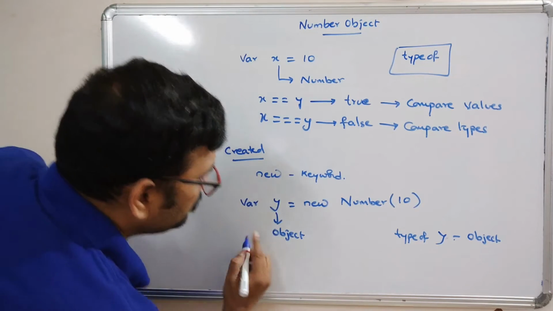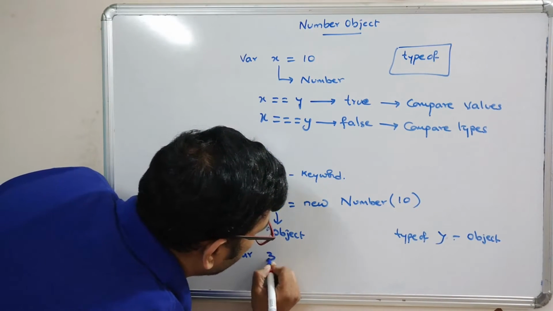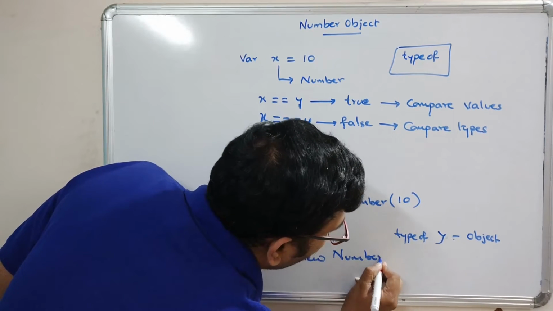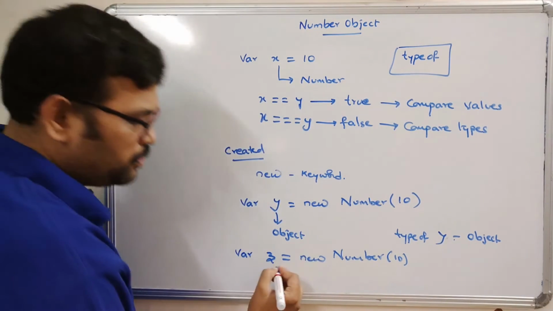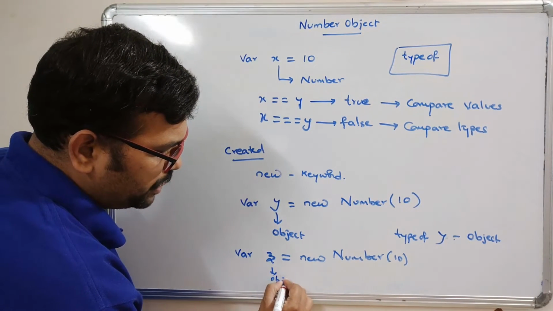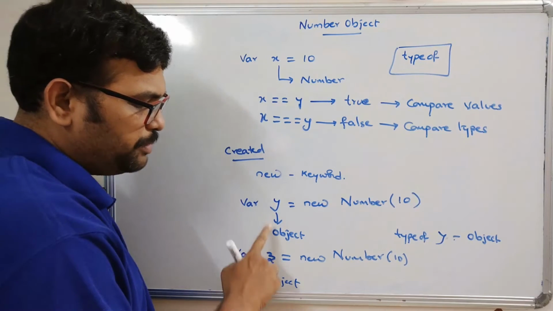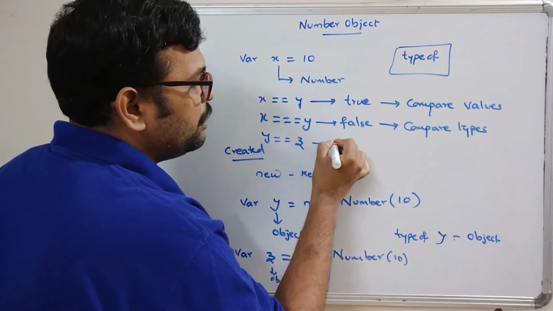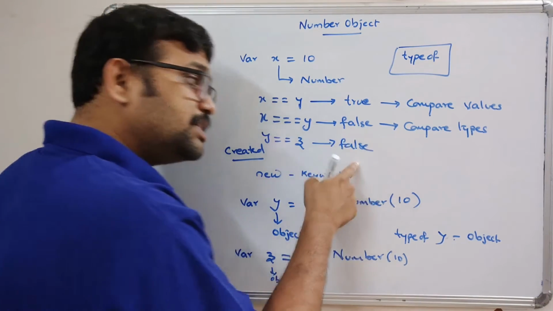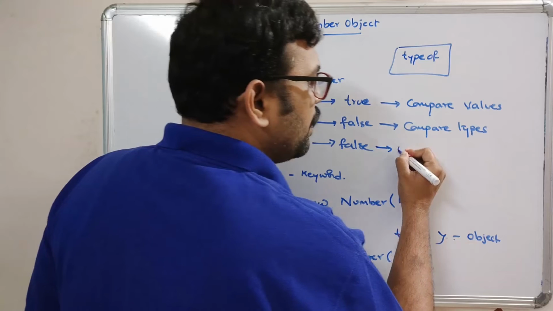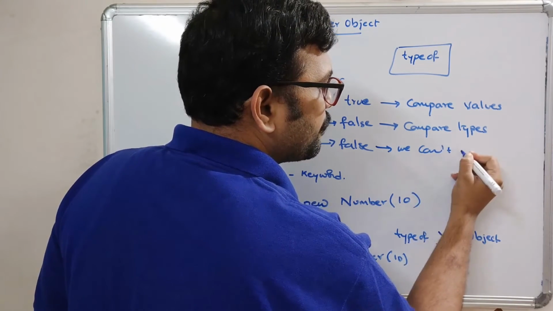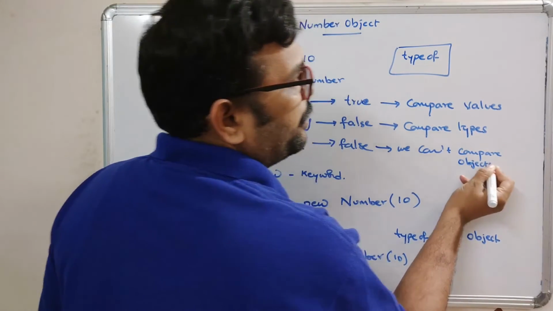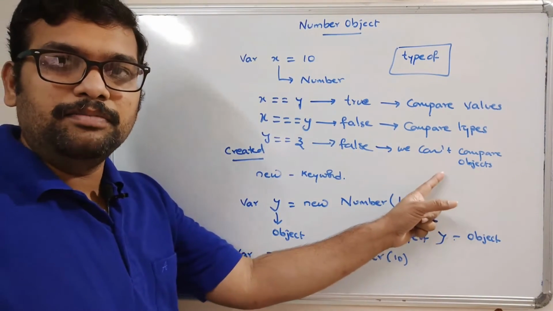And similarly, z is equal to new Number of 10. So here you can observe that z is also an object, right? y is an object, z is an object. And if you compare these two, y is equal to z, it will always return false because we can't compare the objects. So objects should not be compared.